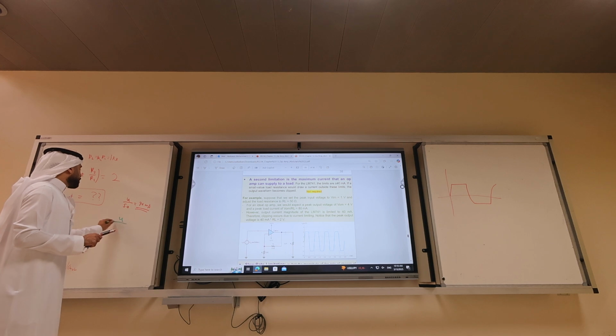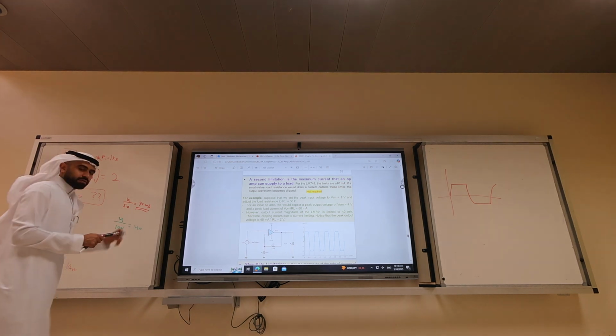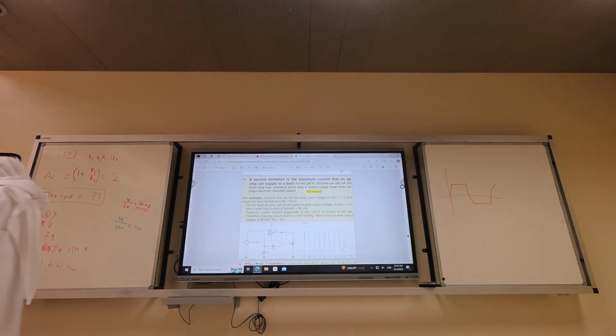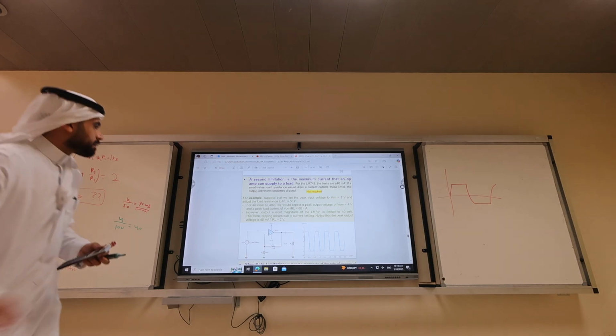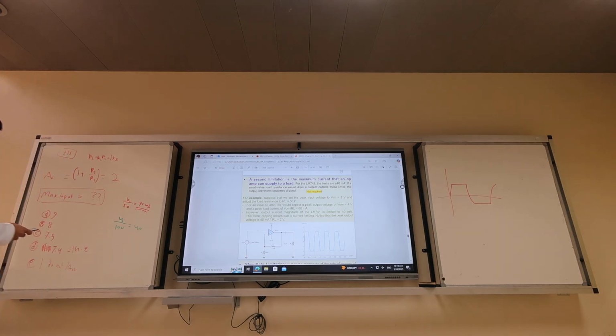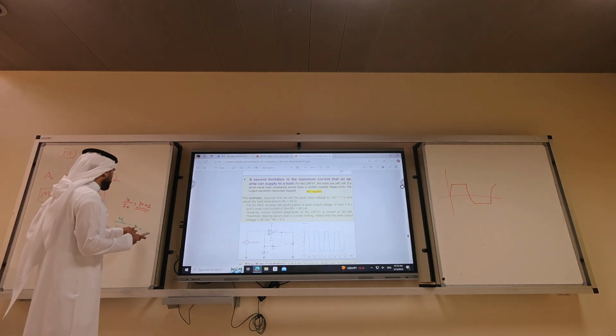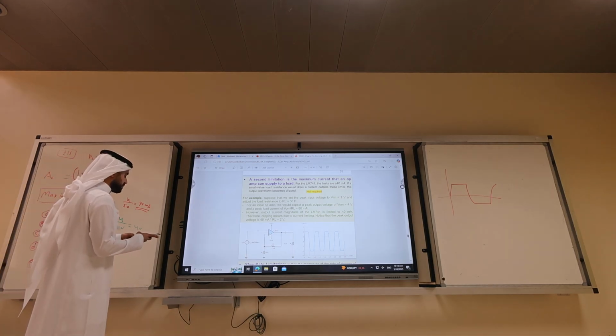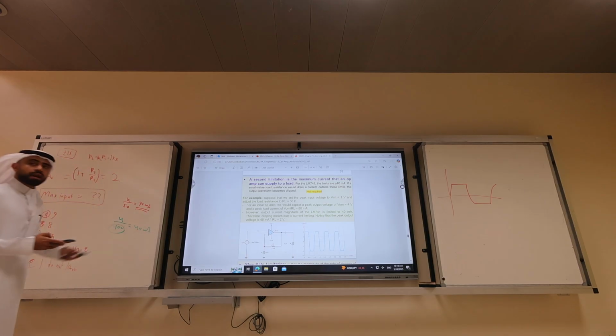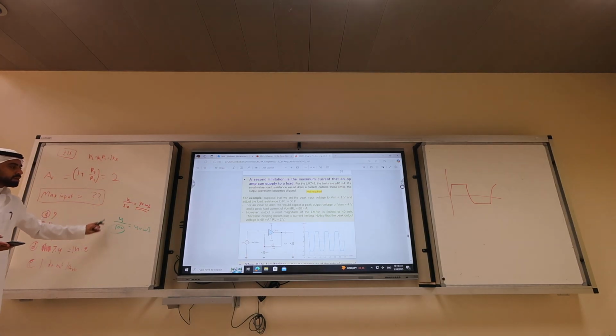If your RL now is 100, you will get 40. I don't know, I don't have a calculator. Yeah, 0.04 times 1,000, which is 40 milliamps. So if you make your load larger, 100 ohms, then you will be able to drive it.